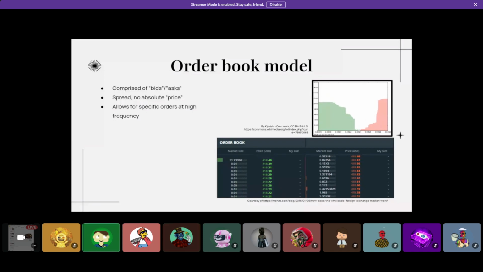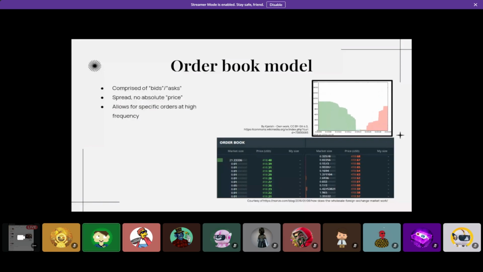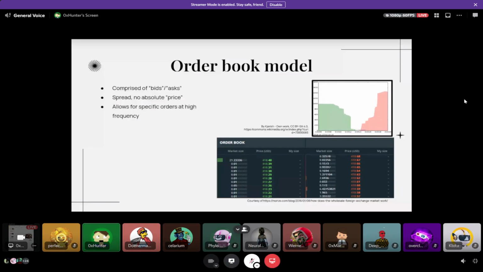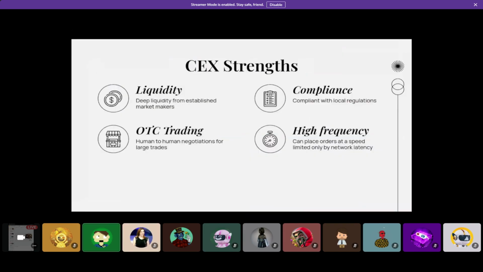The order books have a strength of allowing people to very specifically define their economic preferences. So they can set buy and sell orders at any price that they want, at any size that they want. And so it's very granular, and it's also generally very high frequency, only limited by network latency. And so it allows you to express price preferences very specifically. But in DeFi and decentralized exchanges, it works a little differently because of some limitations I'll talk about later. First, I want to talk about some of the strengths of a centralized exchange.